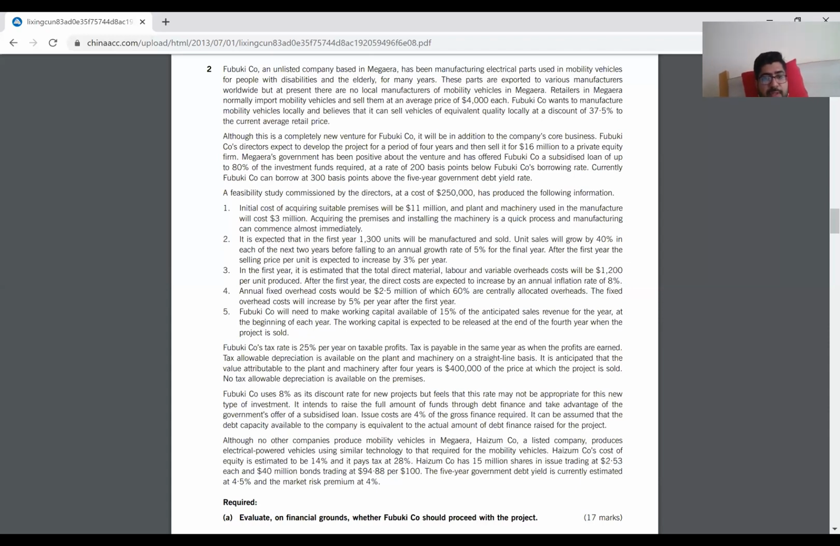Fifth, Fubuki will need to make working capital available of 15% of revenue at the beginning of each year. The working capital is expected to be released at the end of the fourth year. Okay, you have studied all of this. That's not so difficult a thing.